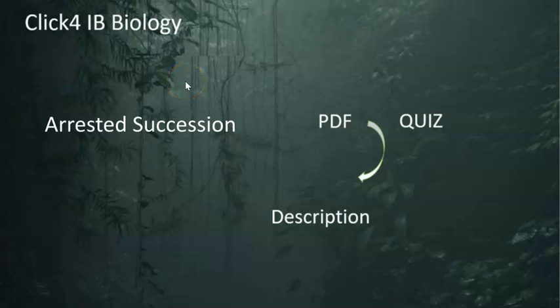Click for IB Biology. We're studying environmental stability and change. The change being succession, changes in the structure of our community. And here we're looking at the idea of arrested succession. If we think of that as being the same as stopped, we have changes which should be occurring, but they have been stopped in their natural development. So let's take a look at that.